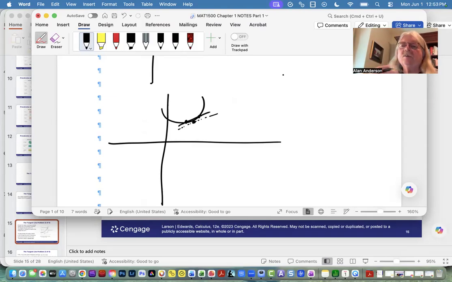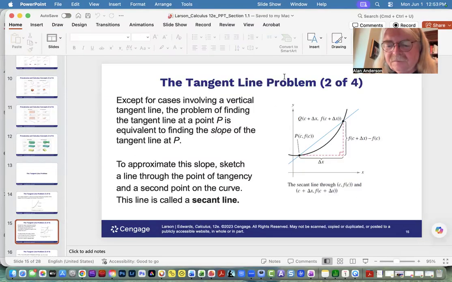And so that will prove to be important as we shrink up the distance between the two points. The slope of the secant line will eventually be the same as that tangent line. That's kind of a hint as to what's coming up.